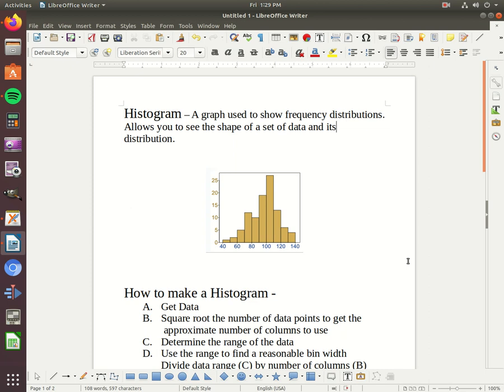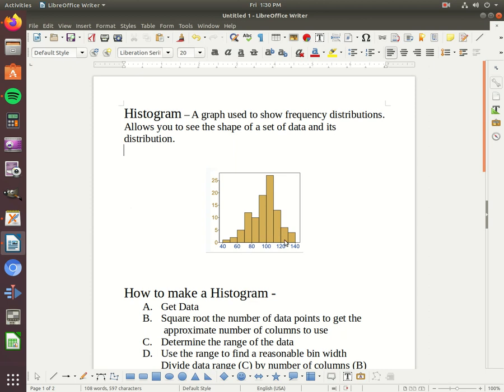Hello all, I wanted to make a quick video to discuss the histogram. You can see the histogram looks a lot like a bar chart, however there are some differences. A histogram is primarily used to show frequency distributions, frequency meaning how often numbers occur.